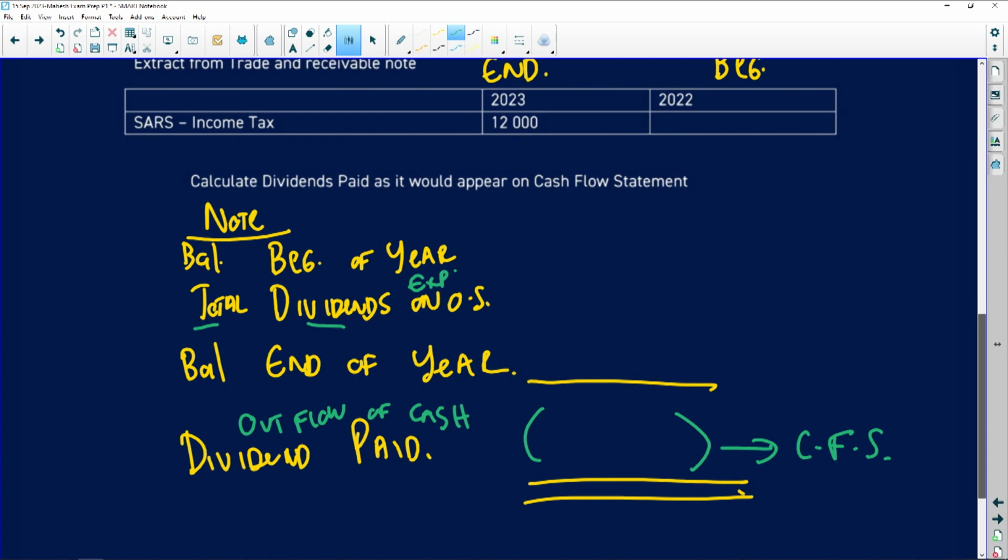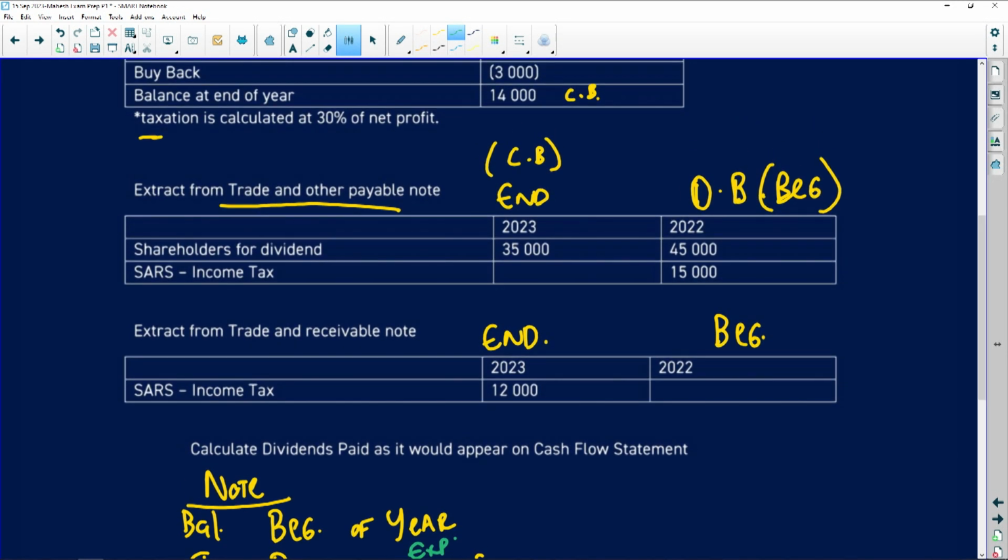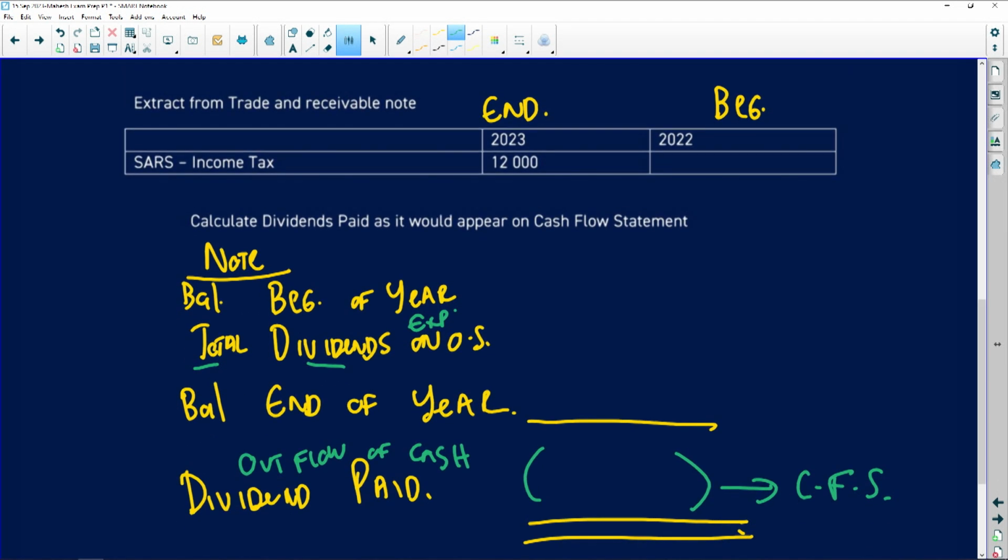Okay, so let's start off with balance at the beginning of the year. If I go to my information, trade and other payables note, shareholders for dividends, beginning of the year, amount owed to my shareholders, an amount of 45,000. So at the beginning of the year, I am owing my shareholders 45,000. I'm going to use brackets for this. That's how much I'm owing my shareholders at the beginning of the year, or you can put a minus sign next to it.